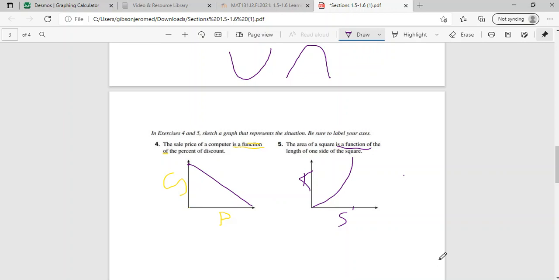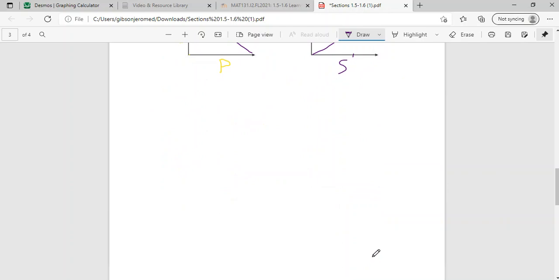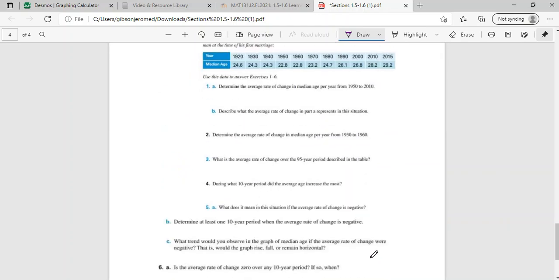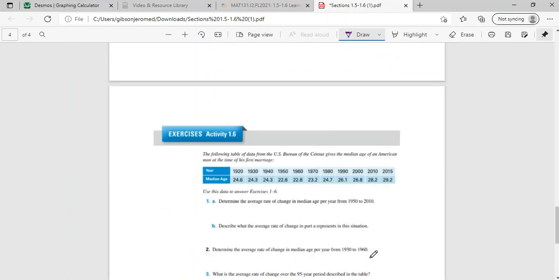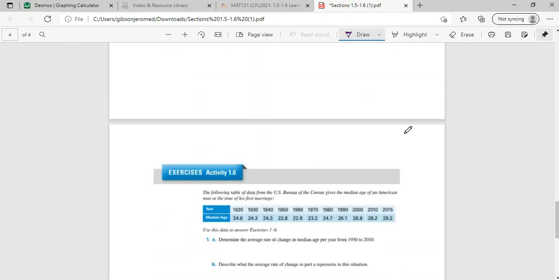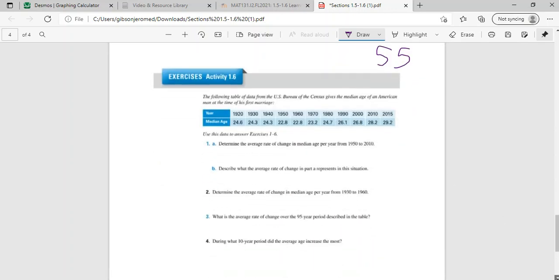Now, we move on to number 6. Now, number 6, I did not put the page number here, which I should have. See if I can find the page number. The page number was 55. The page number, and I'll just write that here. The page number was 55. That was the page number that this came from in your textbook.